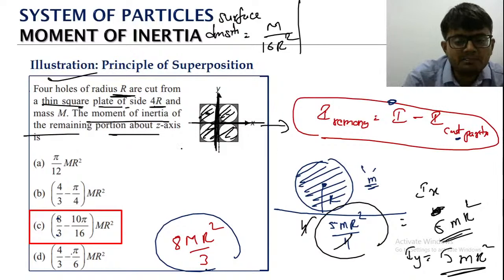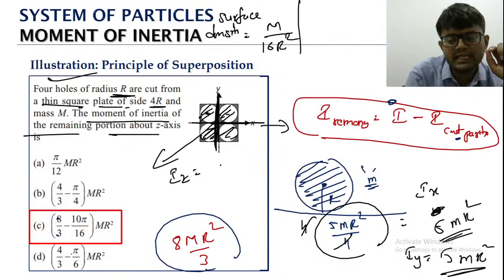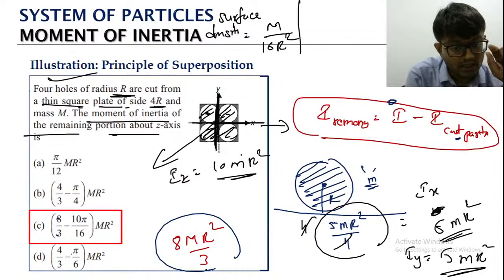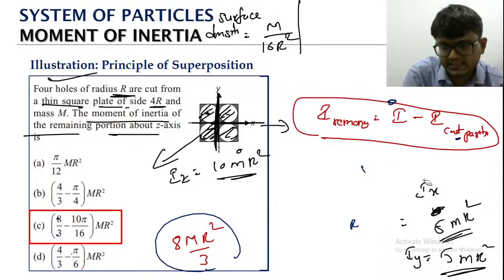Now as per the perpendicular axis theorem, if you take a z-axis, Iz will be equal to Ix plus Iy, which is 5 mr square plus 5 mr square, which is 10 small m r square. Remember, this is not capital M, this is small m, the mass of each of these removed discs.